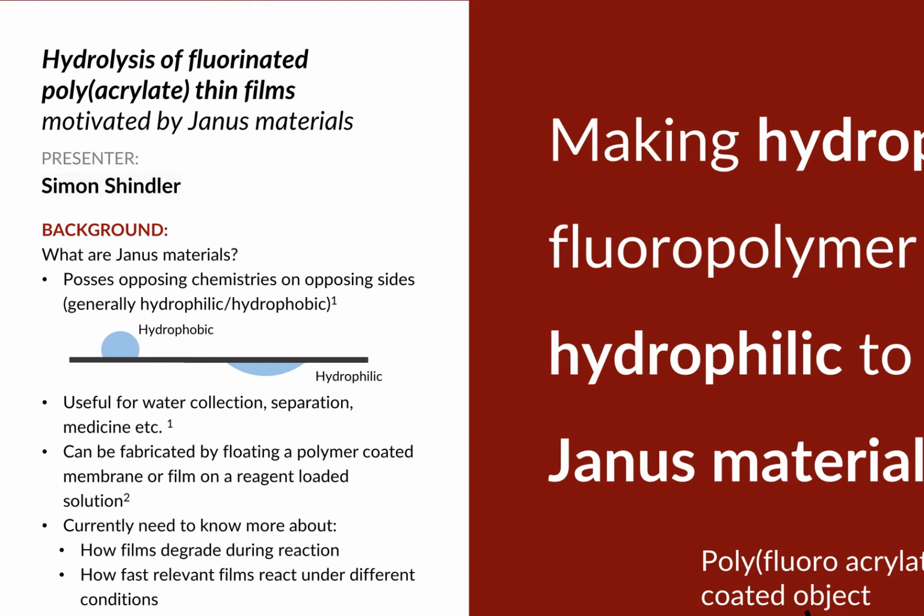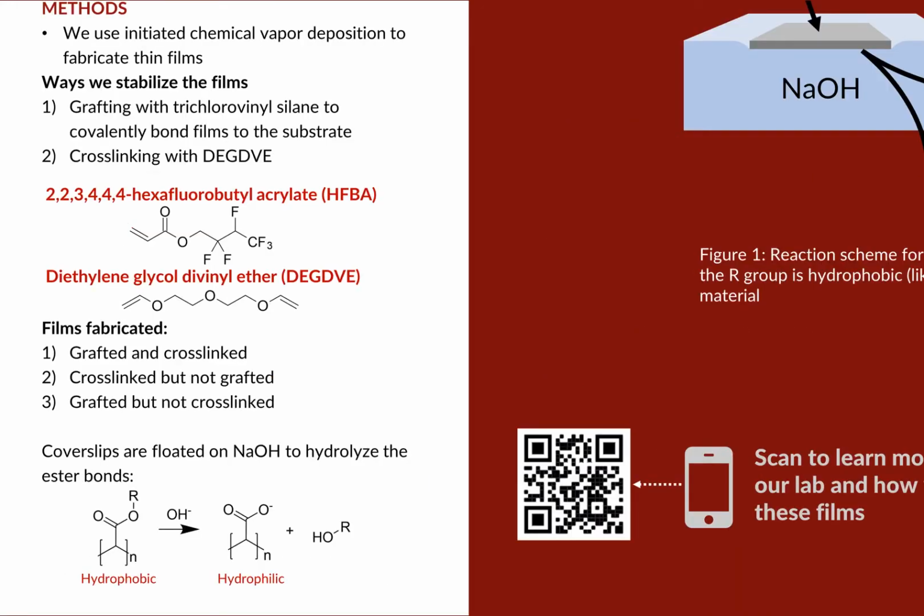One way to fabricate Janus materials is by floating a polymer-coated material on a reagent-loaded solution to induce a surface reaction on only the liquid contacting surface. Currently, though, we don't know enough about how the relevant polymer films react or how they might degrade during the reaction. Specifically, we're interested in the degradation of a candidate fluoroacrylate polymer, poly 2,2,3,4,4,4 hexafluorobutyl acrylate, or HFBA.